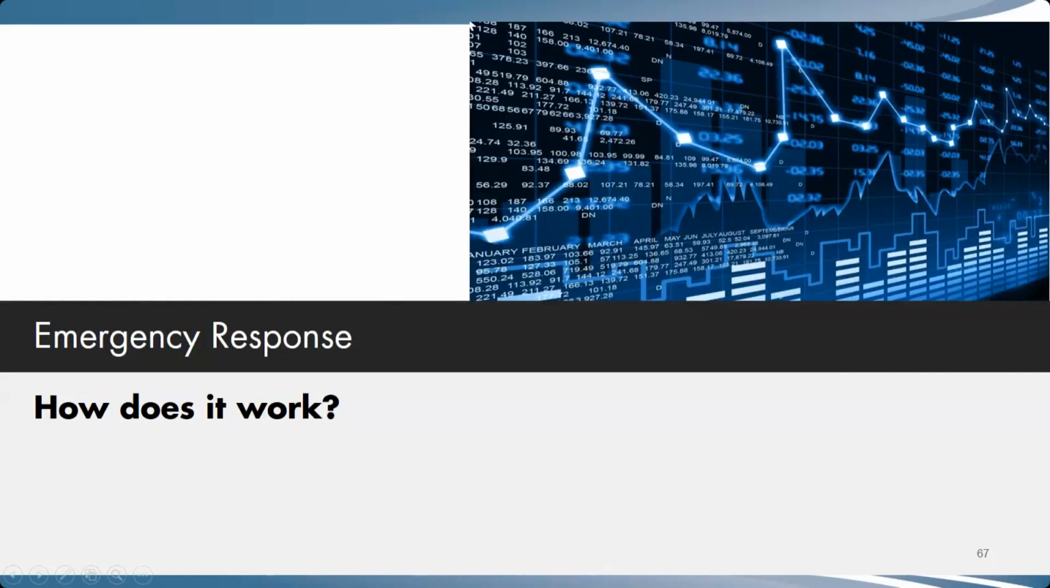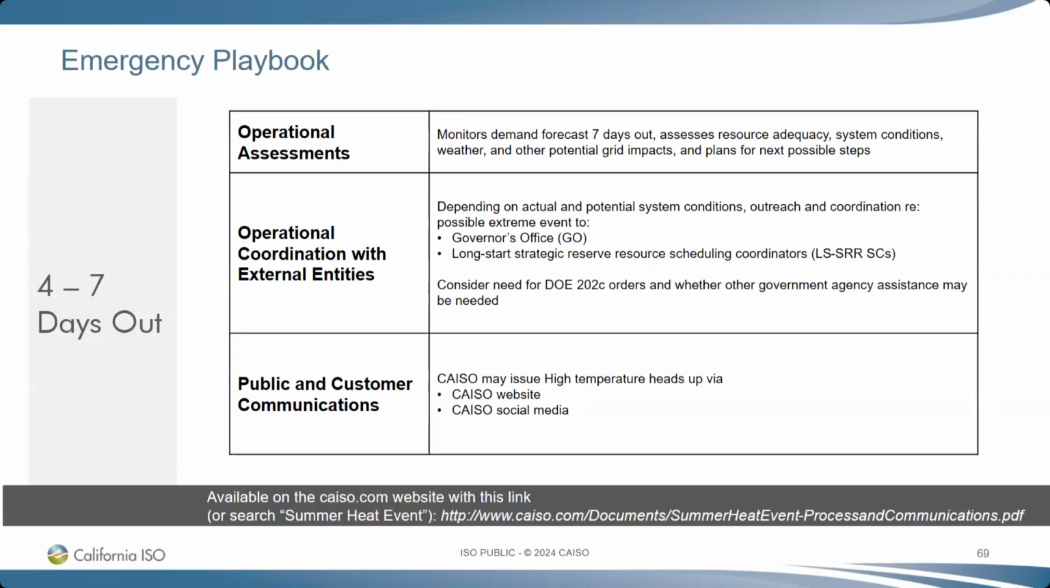All right, so next we're going to shift gears a little bit and talk about emergency response. So, how does it work? This is just a reminder that you've got your operating instructions, your dispatch operating targets and instructions, but we've also got emergency. So what happens, what needs to be done, what kind of notifications are we sending out? So just to review our emergency playbook, a lot of this changed last year. So this is just a high level. There are materials that are out there.